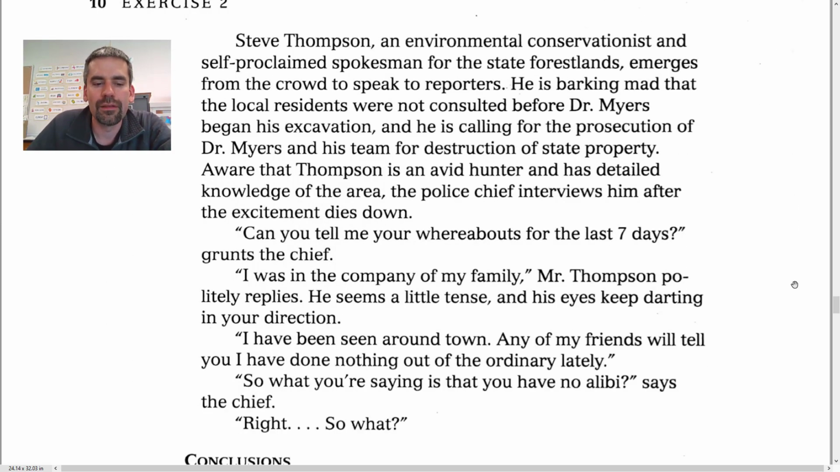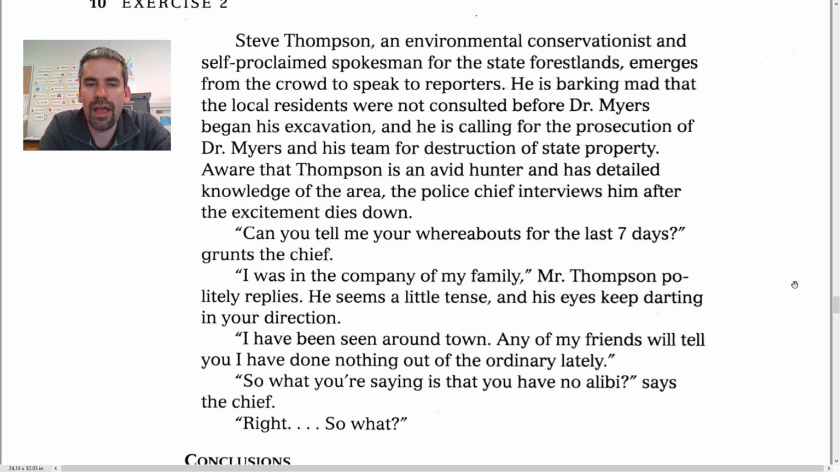Oh, man. Steve Thompson, an environmental conservationist and self-proclaimed spokesperson for the state forest lands, emerges from the crowd to speak to reporters. He is barking mad that the local residents were not consulted before Dr. Myers began his excavation, and he is calling for the prosecution of Dr. Myers and his team for this destruction of state property.